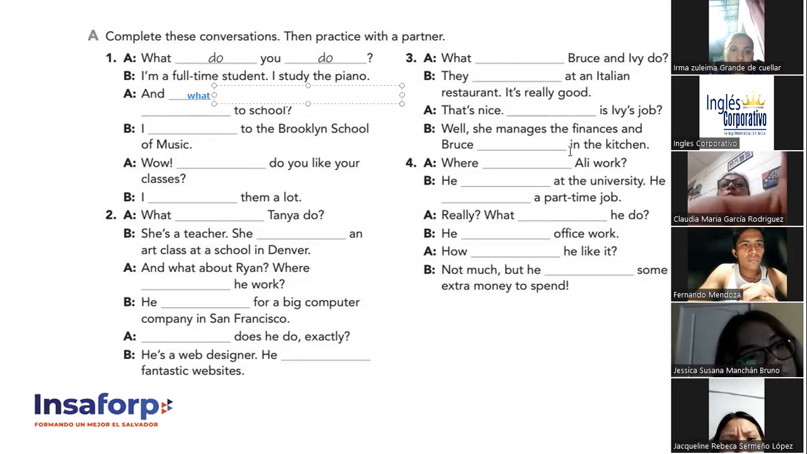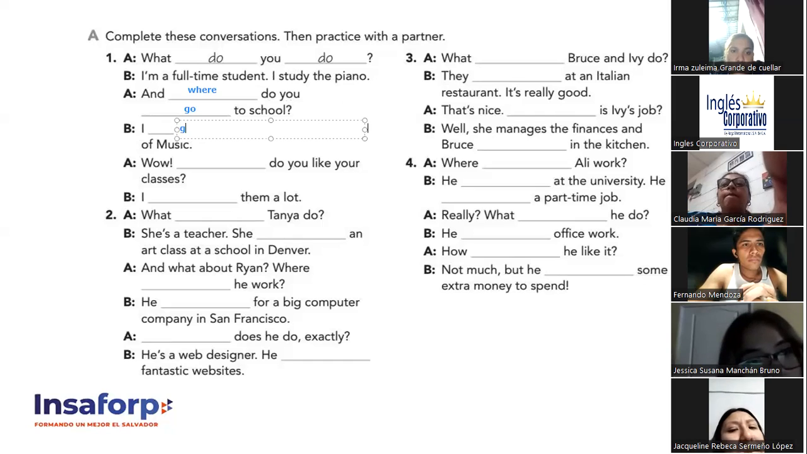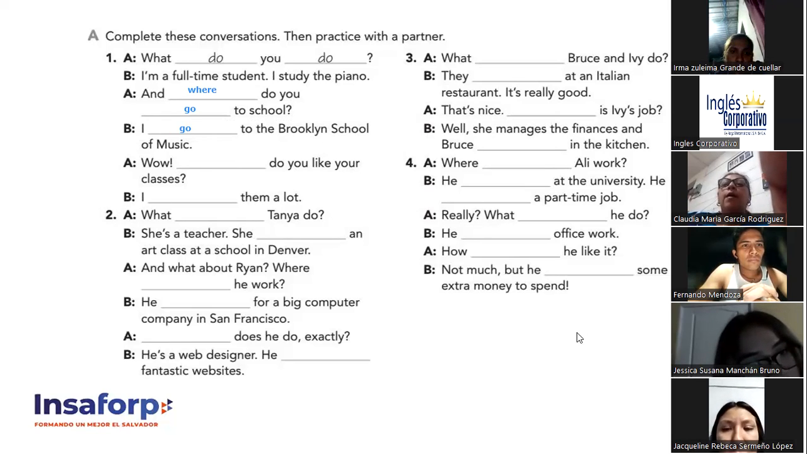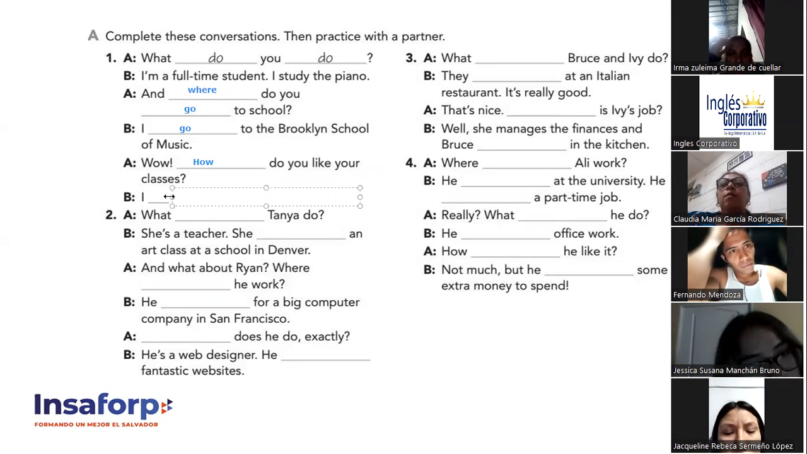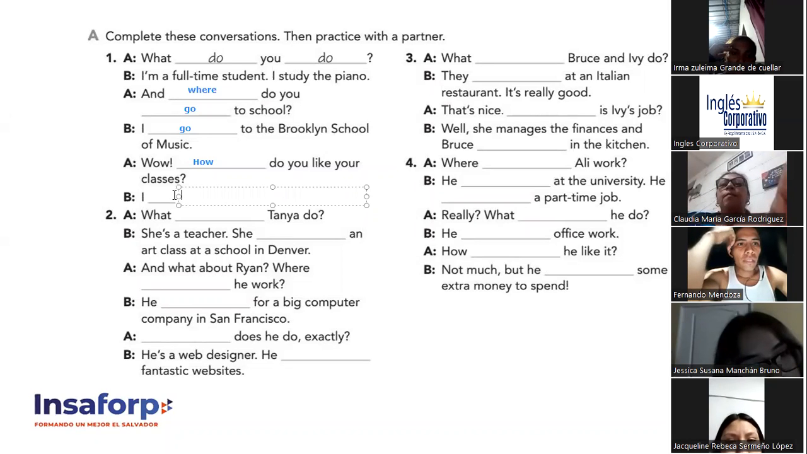Do you go? Is it what or where? Where? Where do you go to school? I go. I go to the Brooklyn School of Music. Wow. How do you like your glasses? ¿Cuál es el verbo de la pregunta? I like. Likes. A lot.